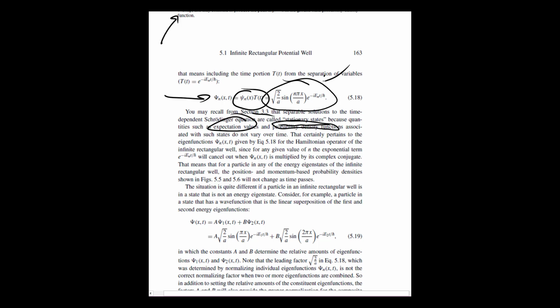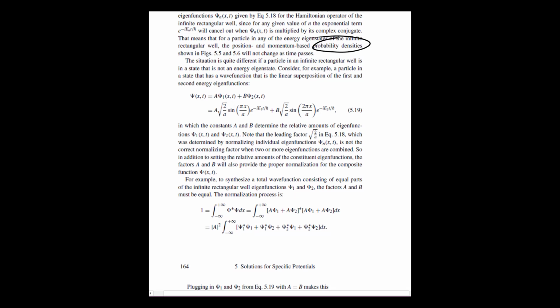You can see why that's true in this case, because imagine taking psi star psi. This exponential term, when you take the complex conjugate, is going to have a plus i E sub n t over h bar, and when you multiply those together, those terms cancel. So the probability densities that we looked at for position and momentum will not change as time passes for a particle in one of these eigenstates. But the situation is very different if a particle in an infinite well is not in an energy eigenstate. It might be in a state, for example, that is a combination of two of the eigenstates, and that combination is not in itself an eigenstate.